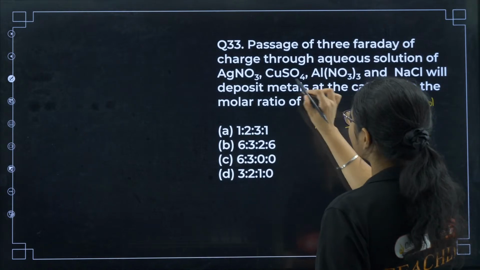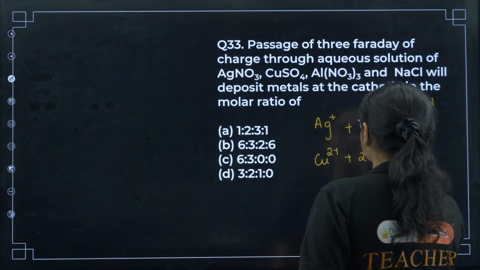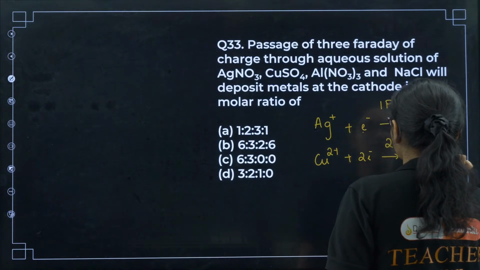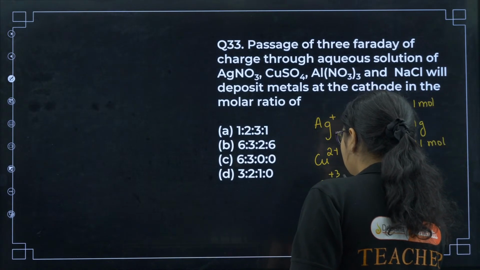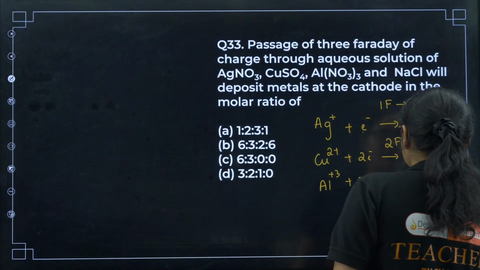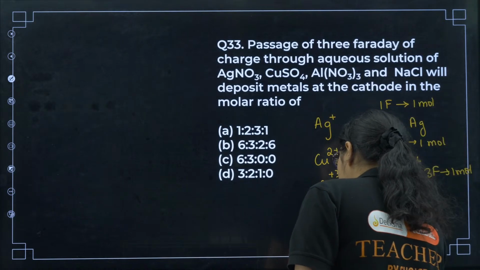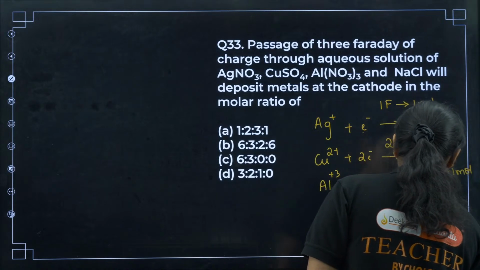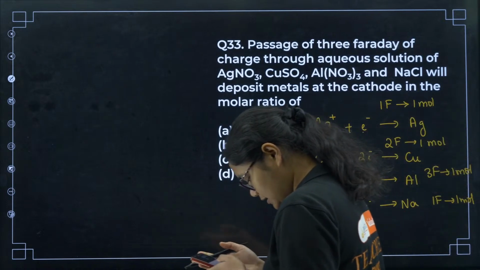Next we have copper sulfate. So Cu2 plus 2 electrons gives you copper. So here 2 Faraday deposits 1 mole. Next we have AlNO3. So I can use Al3 plus 3 electrons gives me Al. So here it is 3 Faraday, 1 mole. Next we have NaCl. So it is 1 Faraday, 1 mole.